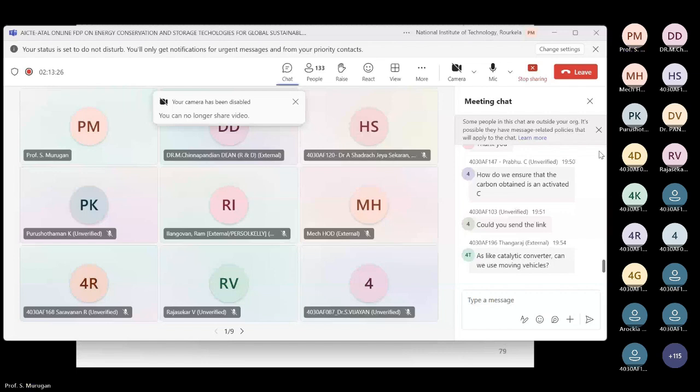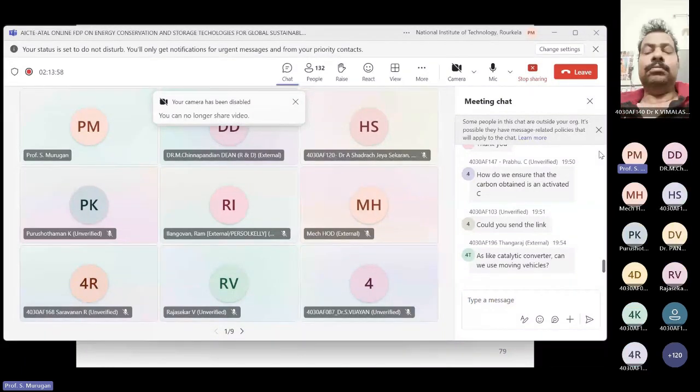As a catalytic converter can be used in moving vehicles. Of course, I told you at the very first, if you use this absorption chamber in a moving vehicle like a diesel car, truck, lorry or bus, capturing carbon dioxide is a bit difficult because gases are continuously coming out and the vehicle is not stationary. So this kind of carbon capture system is very effective if you adopt it in a stationary engine. That's why we chose a diesel generator.